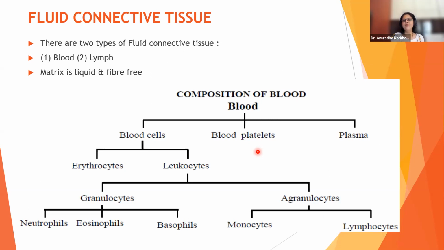Okay. Now we go to the fluid connective tissue. Only two types, blood and lymph. Matrix is liquid and it is fiber free. Blood will not have any fibers. Okay. Composition of the blood: blood cells, blood platelets, plasma. Blood cells: RBCs and WBCs, erythrocytes and leukocytes. Leukocytes: granulocytes and agranulocytes. Granulocytes में neutrophils, eosinophils and basophils. Agranulocytes में monocytes and lymphocytes.